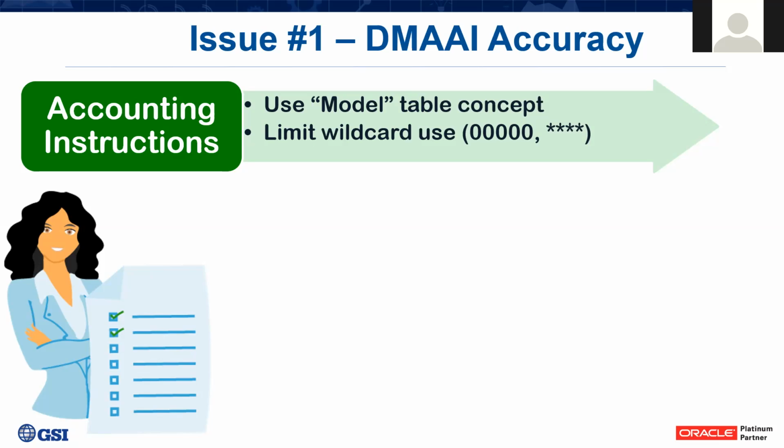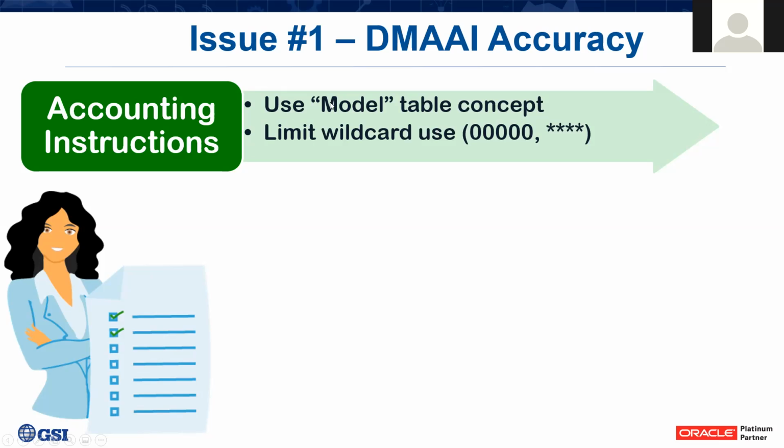So I can set up my DMAIs in the beginning. I could come up with a new GL class code. If I don't specifically go into the DMAIs and make the right entries, it will use the wildcard entries, and the dollars may not end up in the account you want them in. So just keep that in mind. If you're in the habit of just automatically using these wildcards, you really should think twice about that. They do have a use in certain instances, but again, I would recommend that we minimize the use of those.